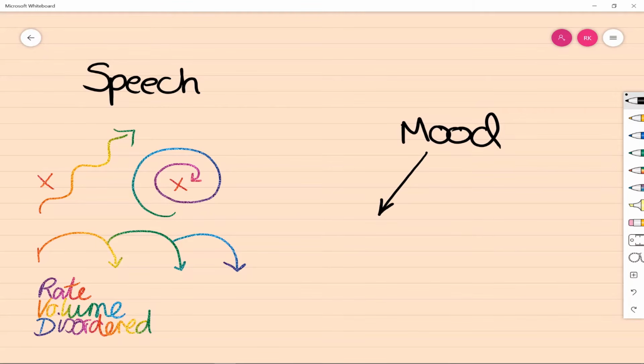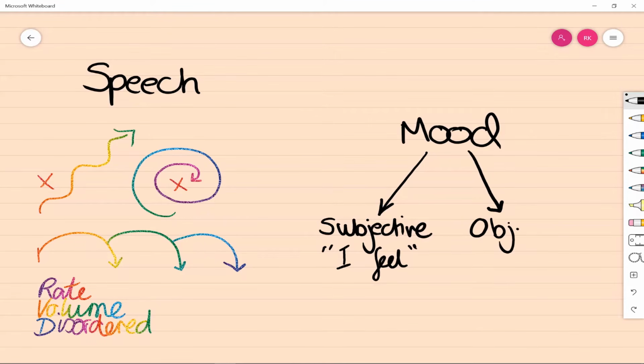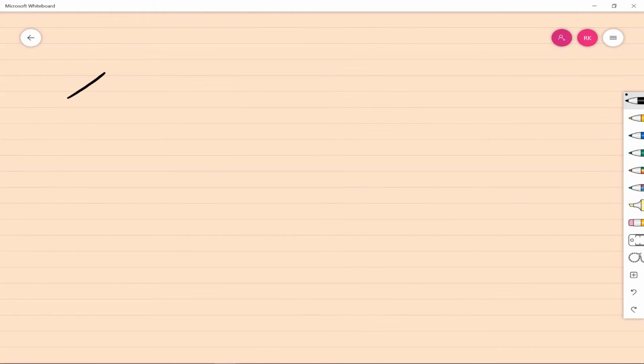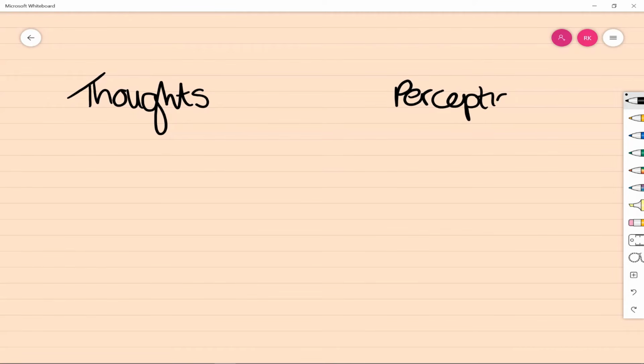Mood we think about in two different groups. So we think about subjective and objective mood. Subjective being how they feel, so you can ask them, how do you feel, what's your mood been like? And objective is whether or not you agree with that assessment. Do they appear low? Do they appear to be in the mood that they are suggesting, or does it look actually quite different?